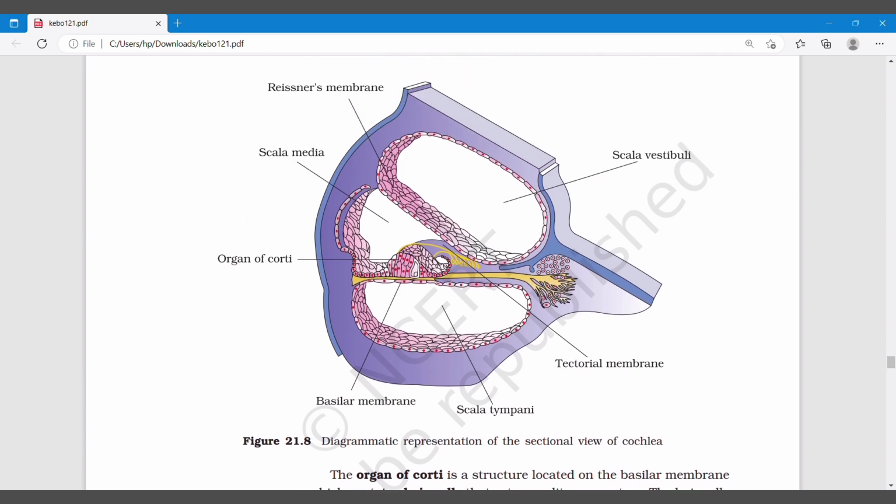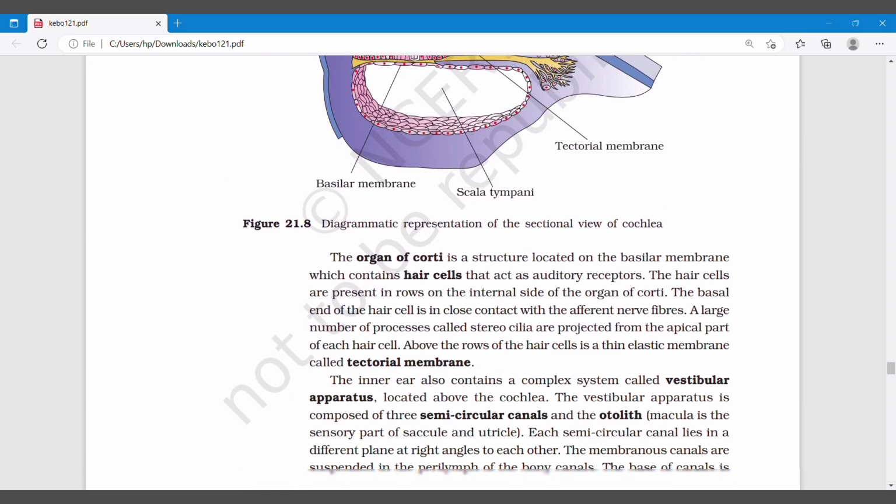So see it carefully. And the next is the organ of Corti, a structure located on the basilar membrane which contains hair cells that act as auditory receptors. The hair cells are present in rows on the internal side of the organ of Corti. The basal end of the hair cells is in close contact with the afferent nerve fibers. A large number of processes called stereocilia project from the apical part of each hair cell. Above the row of the hair cells is a thin elastic membrane called the tectorial membrane.